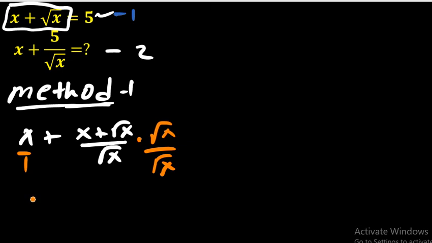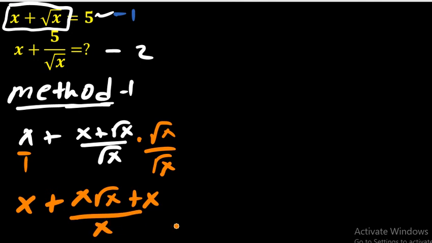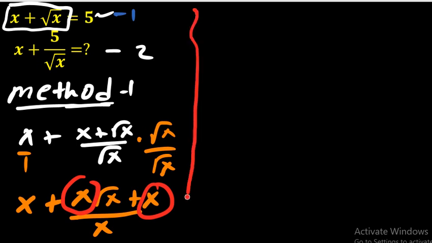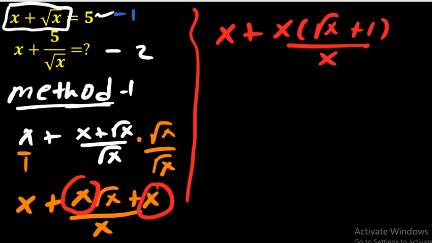So what we'll have: x plus, when you multiply root x in the upper part, x root x plus just x, the whole over x. Then we can extract the x as common here. Then what we will have, x plus x common out, root x plus 1 remains in the bracket, the whole over x. Then you can cancel x with x here, and then x plus root x plus 1 remains.